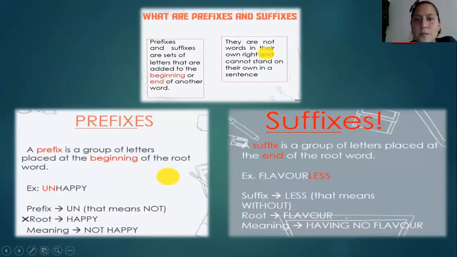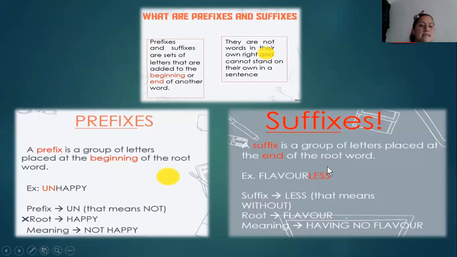Okay, I'm going to explain what prefixes and suffixes are. Prefixes and suffixes are sets of letters added at the beginning or end of a word. They are not words in their own right and cannot stand on their own in a sentence. Okay, what is a prefix?